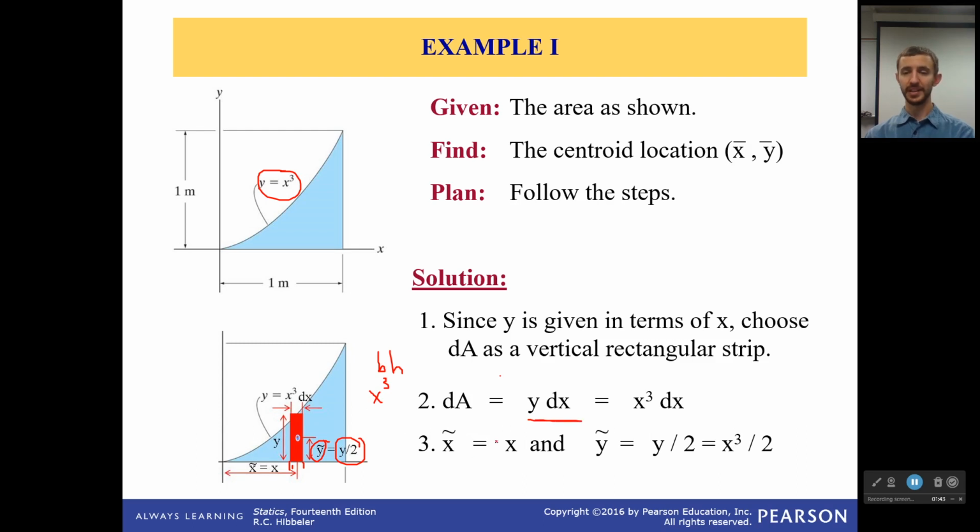So right here, you can see our dA element. The height is y, which we're just going to substitute in x cubed because that's the equation for y, times dx, which is the base. And then we know what our x squiggly hat is and our y squiggly hat. So we plug in those equations. x is just going to be right there at the center, which is just x. And y is going to be y over 2, which in our equation will be x cubed over 2.